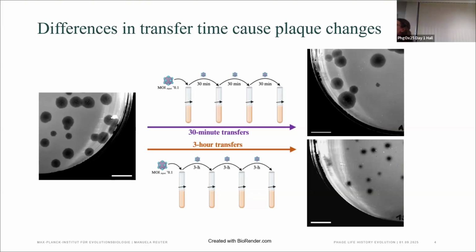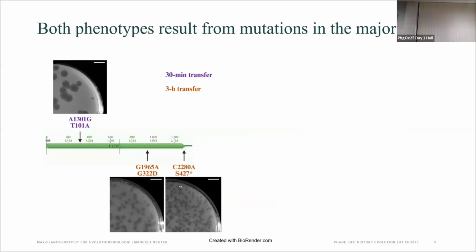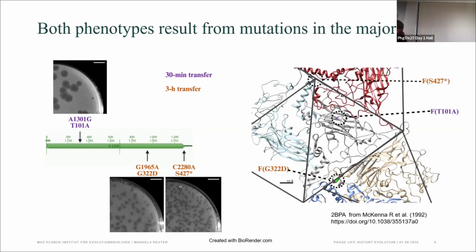Now we looked at what the genetic basis of those differences in plaque morphology is. What we found is that for both transfer regimes, one single point mutation that differs from the ancestor in the major capsid protein is responsible for the respective phenotype. However, the position for the two transfer regimes, one you see here in purple, one you see here in orange, is different. When we look at the mutations in the major capsid structure, we found that the mutations that lead to the small plaque forming phenotype always occur at interfaces between monomers, whereas the one that leads to the large plaque mutant is more towards the center of a protein monomer.